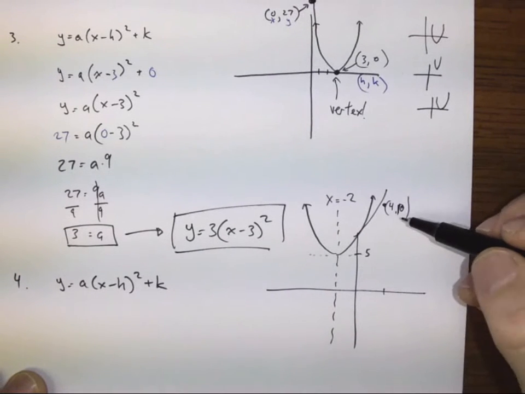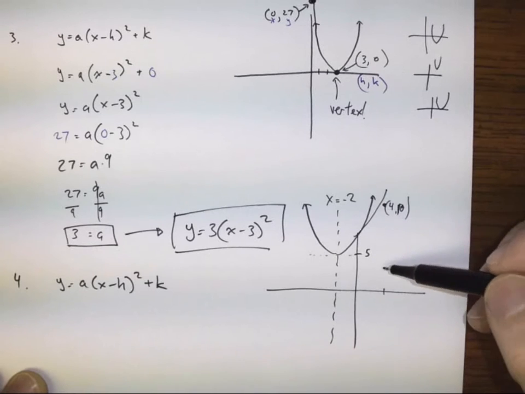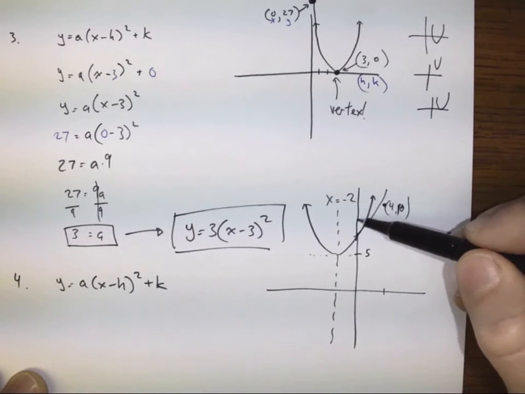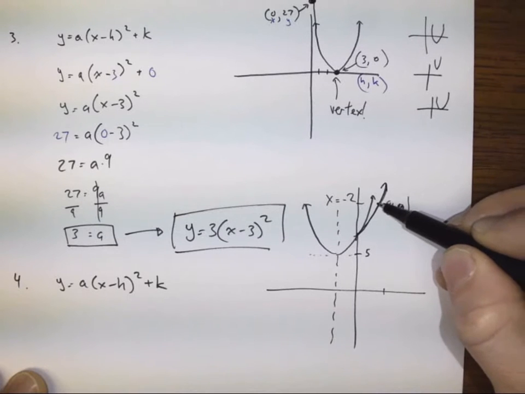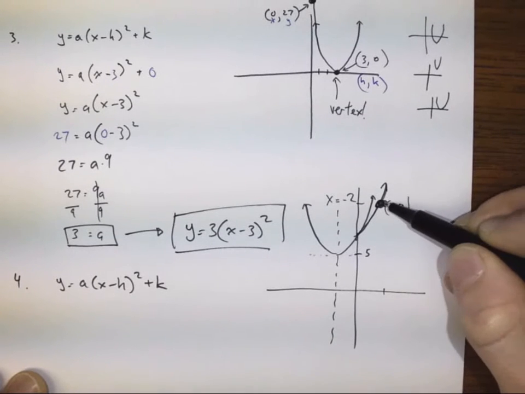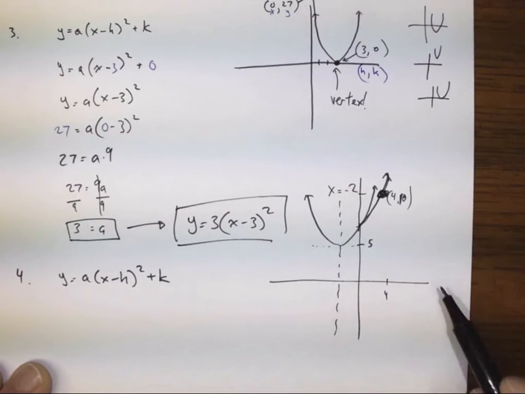Oh, pardon me. (-4, 10) is actually below 5? Oh, no, pardon me. I was just being crazy for a second. 10 is above 5. Okay, so it's going to pass through the point (-4, 10). Okay. Great. So what do we know?